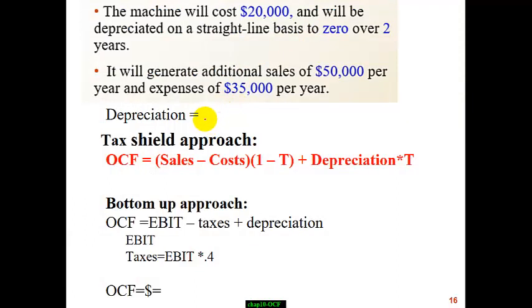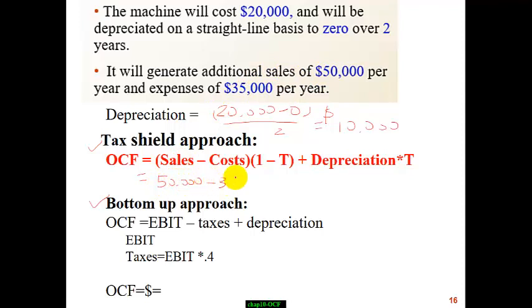First of all, let's figure out annual depreciation. For straight line, the machine costs $20,000 all the way to 0 over 2 years. So the annual depreciation is $10,000. Then we are ready to solve operating cash flow. I'm going to show you both tax shield and bottom up. The annual sales revenue is $50,000.